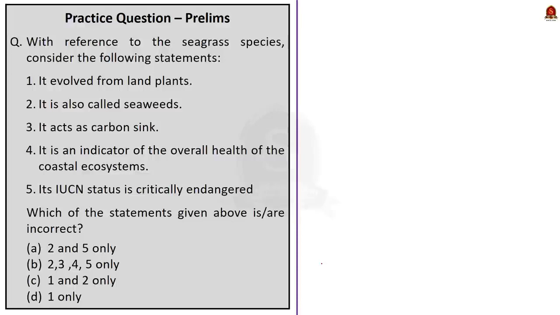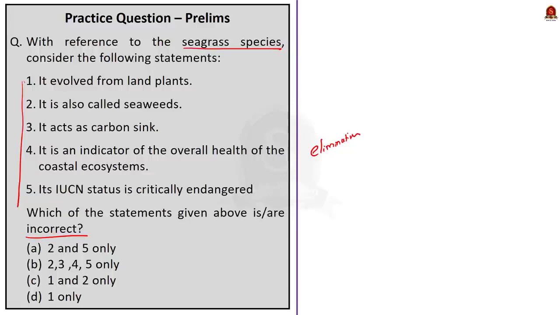First, let us take up this question. This question is in regards to seagrass species. 5 statements are given. We have to find the incorrect statements. See, this is a statement type question. So, look for the possibility of applying the elimination technique. Also, this question demands incorrect statements. Note that also. Now, let us take up the first statement.